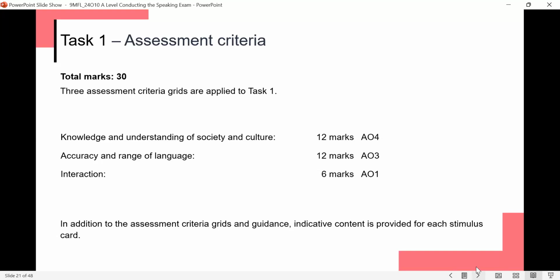And so in addition to the assessment criteria grids and guidance, we also provide indicative content for each of the stimulus cards. So if you have a look in the past papers on the website, you will have some idea of the sort of thing that the principal examiners who are setting these assessments are hoping that students might talk about. But actually anything they say that indicates that they have knowledge, so they know things, and they understand that they can say why those things matter within the context of society and culture, and if they can then do it in good language and with good interaction, anything they talk about is absolutely fine as long as it is reasonable and valid.